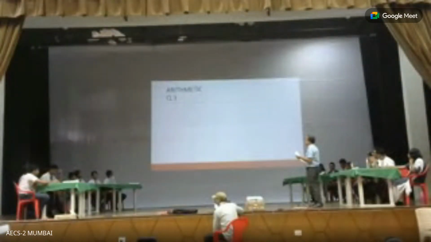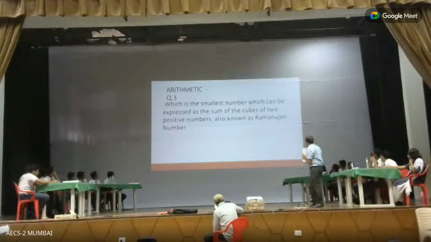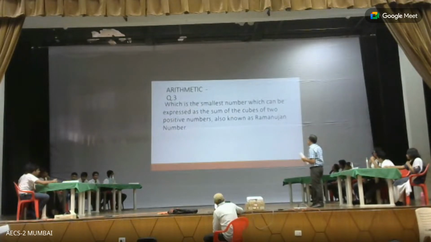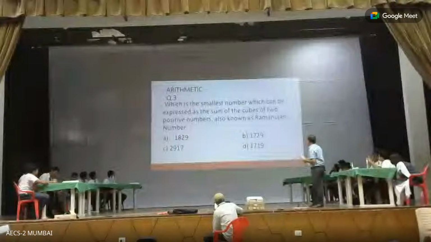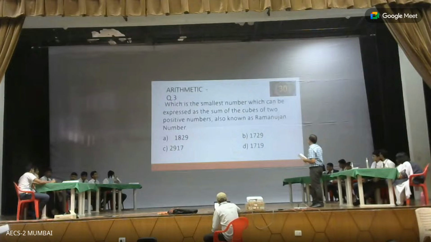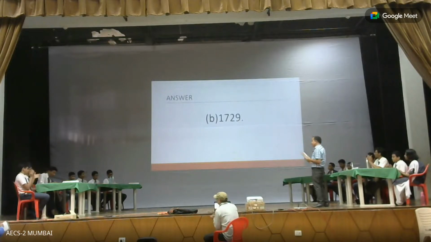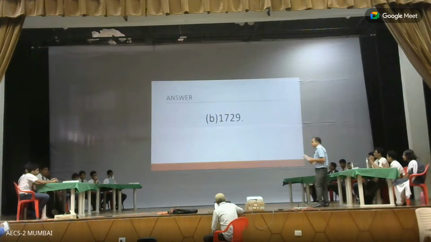Bhaskaracharya team, question 3 of the arithmetic round goes to Bhaskaracharya team. Sir, question please. Which is the smallest number which can be expressed as the sum of the cubes of two positive integers? That is the concept of the Ramanujan number. The options are 1829, 1729, 2917, 1719. Second option, 1729. Sir, answer please. 1729 is the right answer, also known as the Ramanujan number, and it's a very popular number.